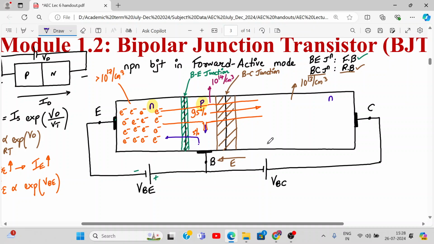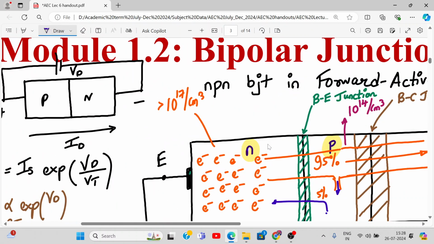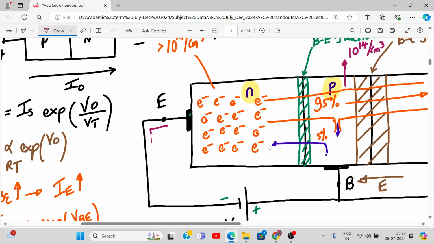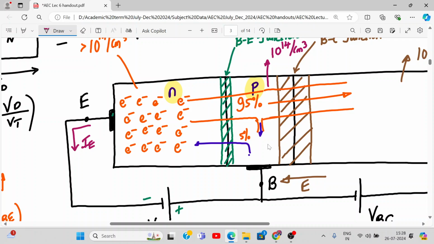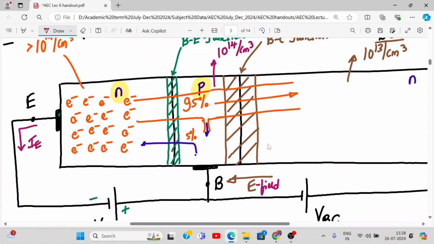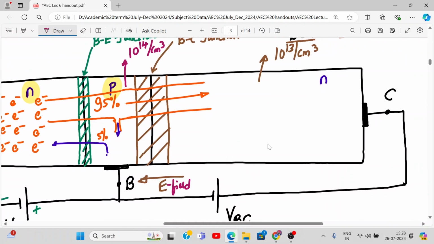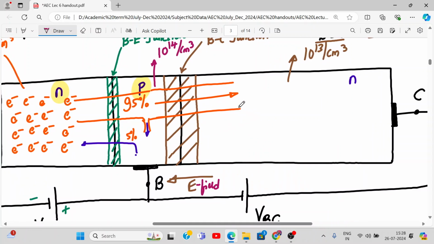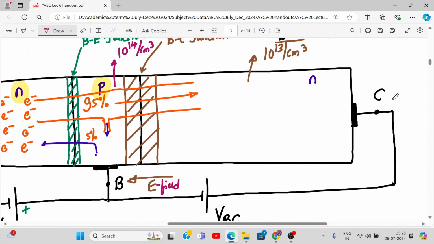Yes, conventional current is opposite to the flow of electrons. So if the electrons are going into the emitter, the current will be measured out of it. Emitter current will be outside. What about the base current? We'll discuss whether they will go into the terminal or outside the terminal. What do you think? Into the terminal. And what about the collector current? Leaving or entering? Leaving. So these electrons are going towards the collector region. Opposite direction, right? So the current will be like this.